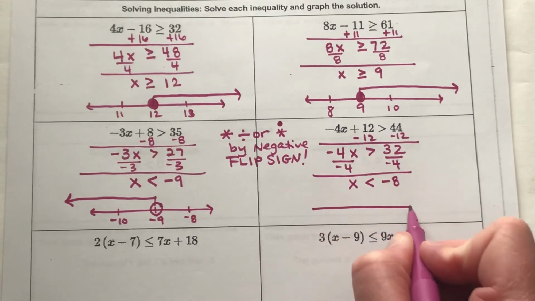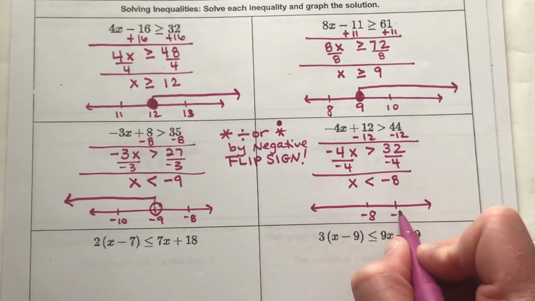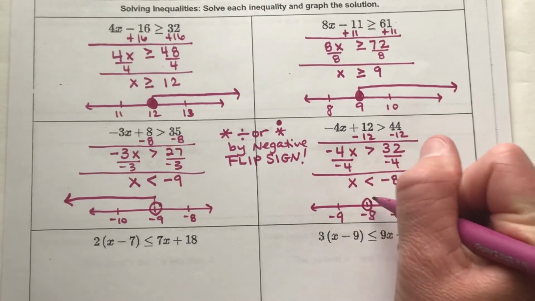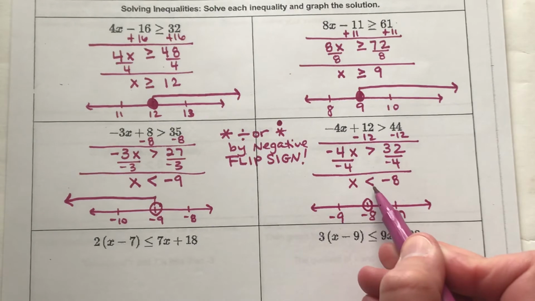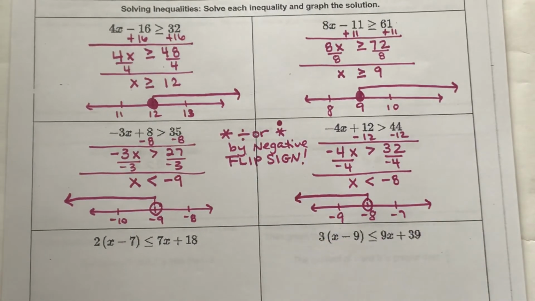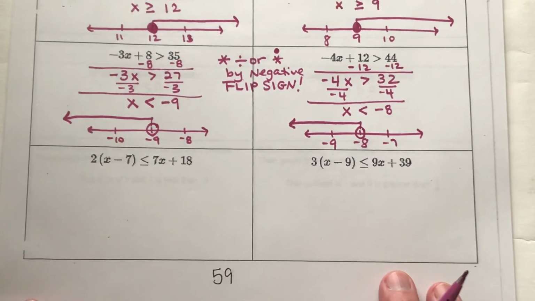So now I'm going to draw my number line. I'm going to put negative 8 right in the middle, a number bigger and a number smaller. Now I'm going to circle negative 8. I'm not going to fill it in because it doesn't have that equal to, and I'm going to shade to the left. All right, here are our last two examples, just slightly more complicated.